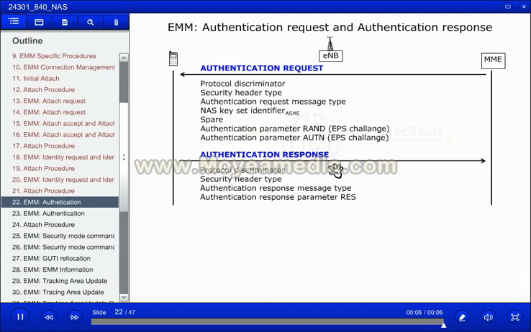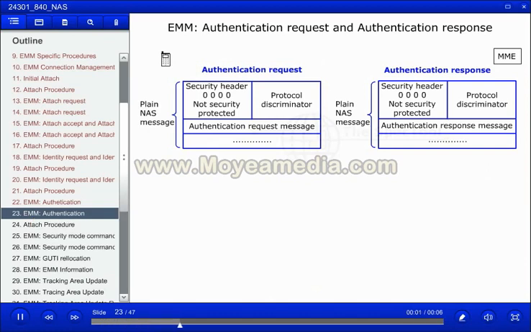The UE will then answer back with the RES response included in the authentication response message. The RES from the UE will validate the RES from the HSS by the MME. If there is a match, the UE is authenticated. The keys for ciphering and integrity protection are now established. The NAS messages used for authentication request and authentication response.